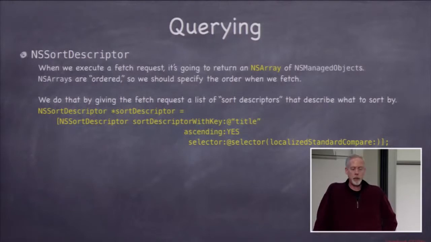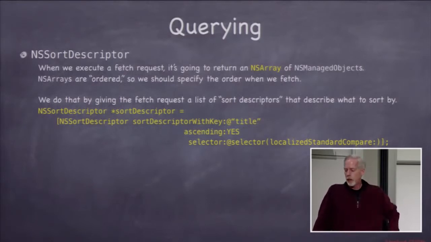So if I were fetching photos, I might want to get the result sorted by the title of the photo. That would be a classic thing. Ascending is whether it's alphabetical order or reverse alphabetical order. And then the selector is interesting there. That is the method that will be used to compare photos while it's sorting them. Okay? So it's going to sort the results by the title, and it's going to be using the method here, localizedStandardCompare, to compare the titles to know how to sort them.